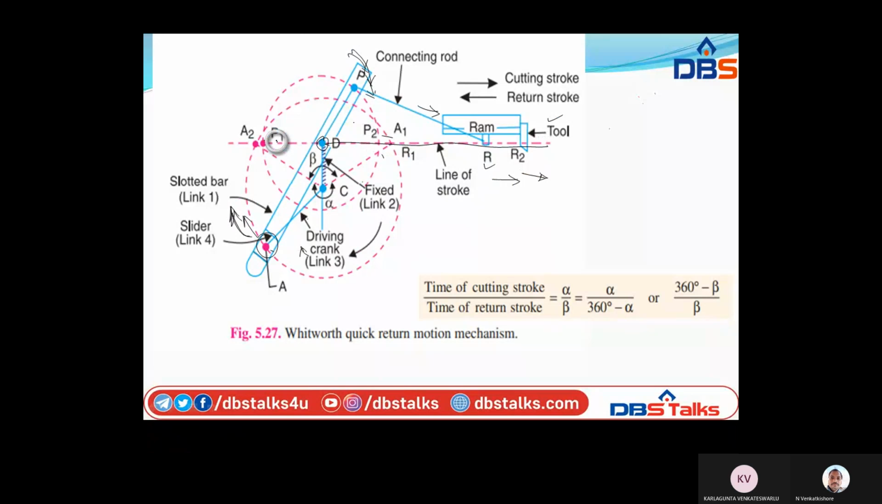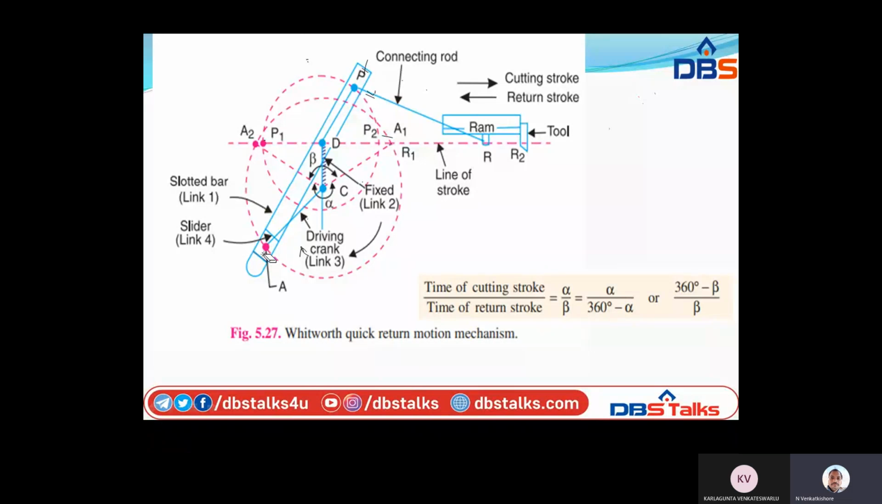So whenever it is there, the position will go in the forward direction, and when the slotted bar is coming backward, this end P will move in the backward direction. Whenever it is coming back, the connecting rod also will move the ram towards the back side. This side of motion we will call the return stroke. So this movement of the ram is perpendicular to what? Perpendicular to the fixed link, that is CD.